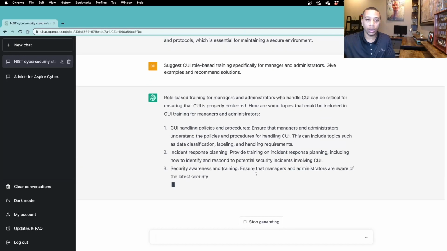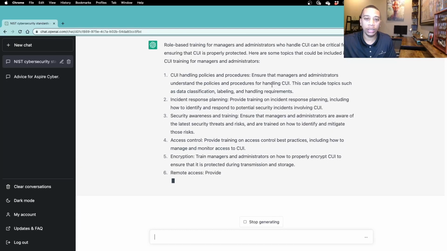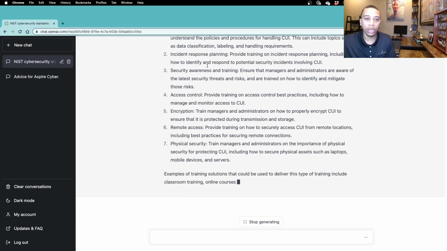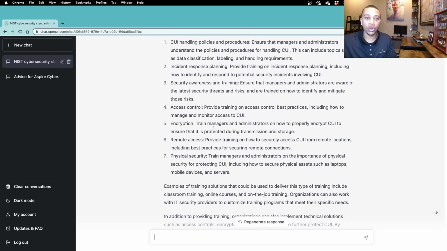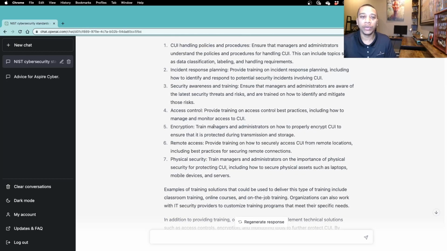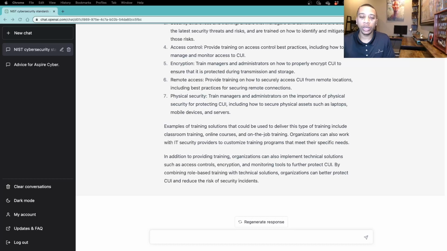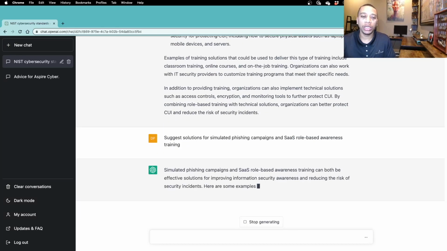All right, so we have the CUI handling policies and procedures, incident response planning, access control. So these are suggestions on specific areas you want to focus on with the role-based training that you're providing your administrators and managers. And I mentioned earlier the simulated phishing campaigns, and then also some software as a service solutions you can have for awareness training. Let's see what ChatGPT can tell us about these types of solutions.